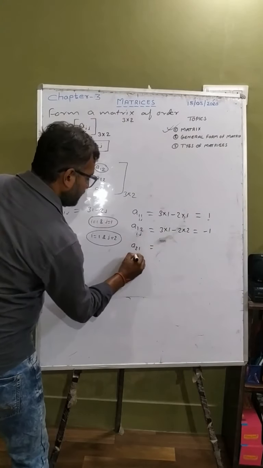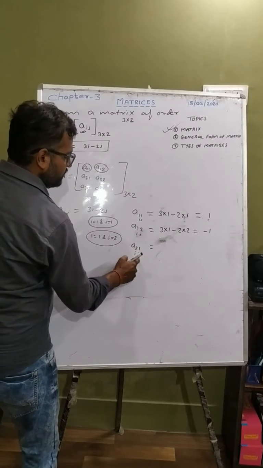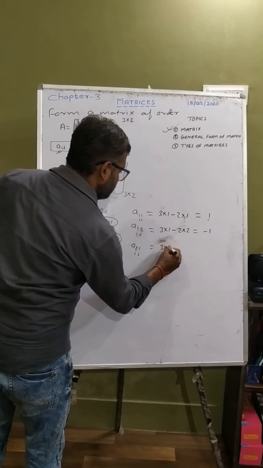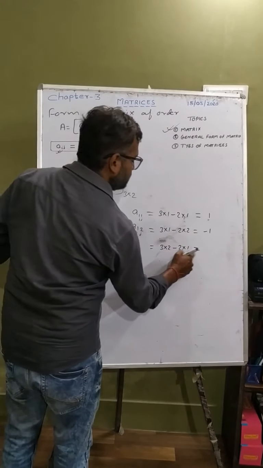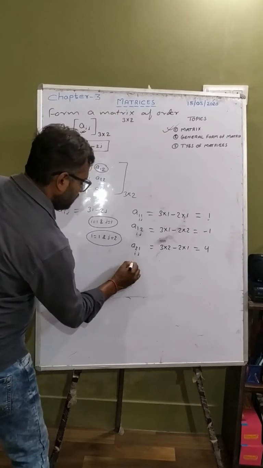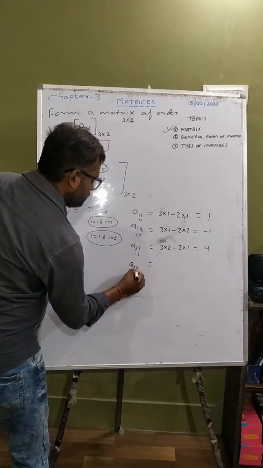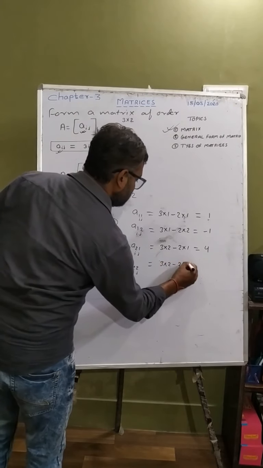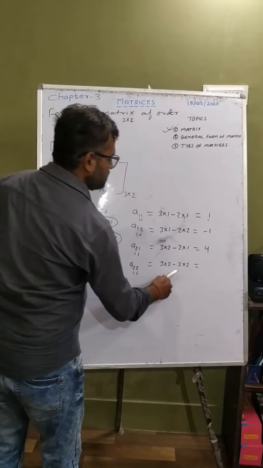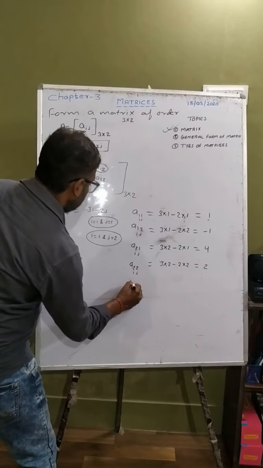A21: i equals 1, j equals 2, i equals 2, j equals 1. Now 3 into 2 minus 2 into 1. 3 twos are 6, 6 minus 2 equals 4. A22 means i equals 2 and j equals 2. 3 into 2 minus 2 into 2. 3 twos are 6, 6 minus 4 equals 2.